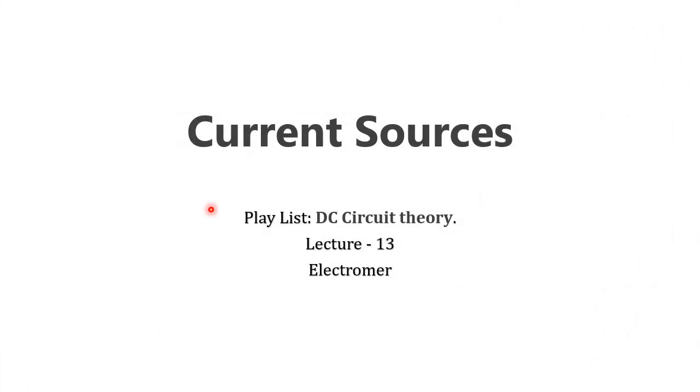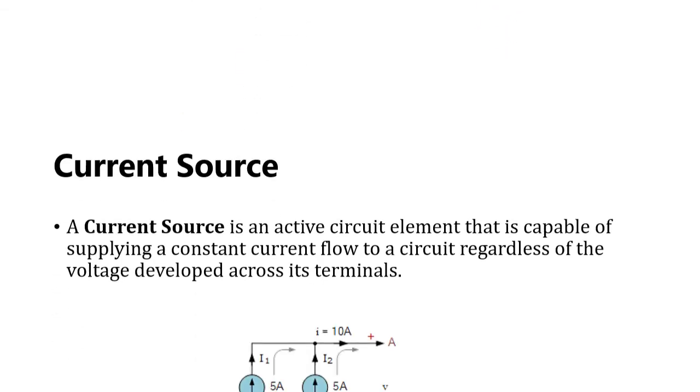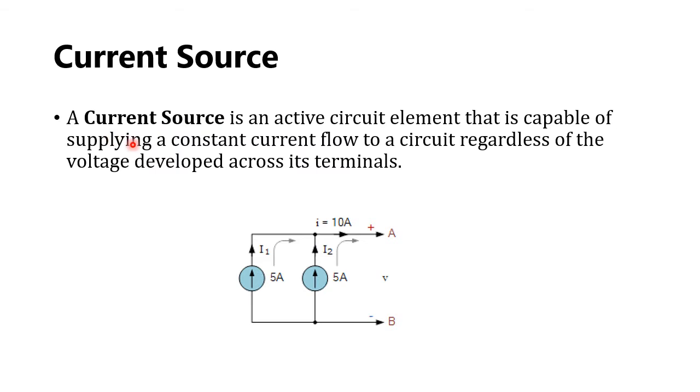Hello everyone, in this video we are going to learn about current sources under circuit theory. Current source. A current source is an active circuit element that is capable of supplying a constant current flow to a circuit regardless of the voltage developed across its terminals. So this is the symbol of the current source.